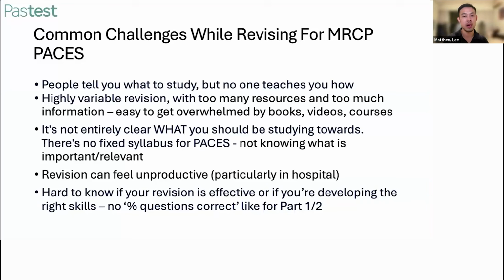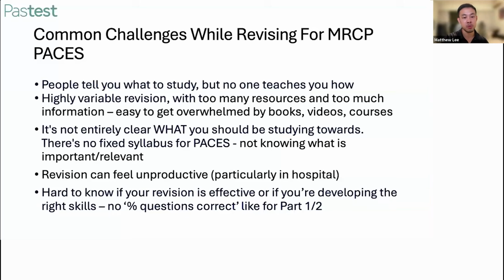And revision resources are very variable. It's quite easy to be overwhelmed by books, videos, and courses. So it's really important to be tailored, strategic, and focus on high yield materials, because you're working a clinical job already. You still want to have time to revise, but you also want to have downtime outside of your work, to spend time with family, to avoid burnout. I think these are really important, and your time is very valuable. So making the most of your revision time is also really important.